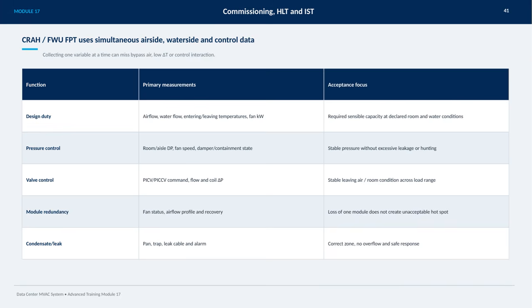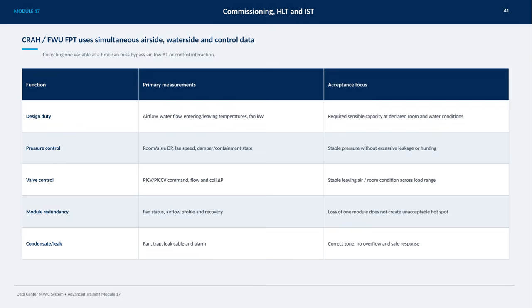The goal is to maintain stable pressure without excessive leakage or hunting. Valve control is equally important, with measurements like PICV commands, flow rates, and coil delta pressure to maintain stable leaving air and room conditions across the entire load range. Module redundancy is monitored through fan status and airflow profiles to ensure the loss of a single module doesn't cause unacceptable hot spots. Finally, condensate and leak detection use pans, traps, leak cables, and alarms to guarantee correct zone drainage, prevent overflow, and trigger safe responses when needed.